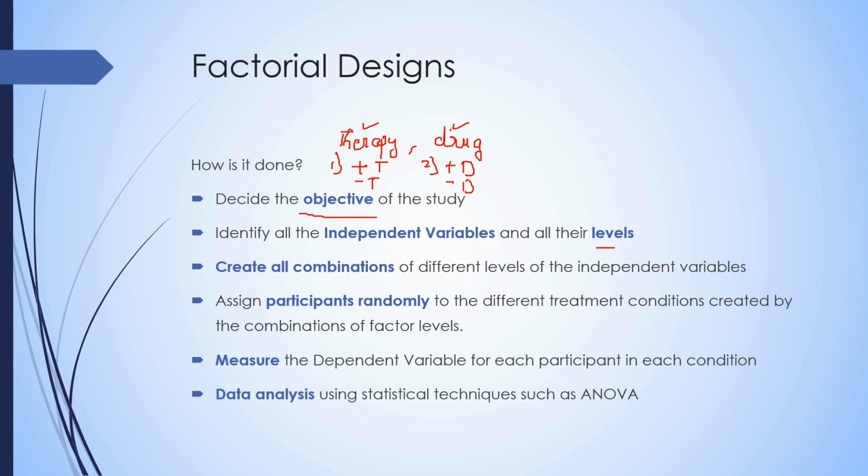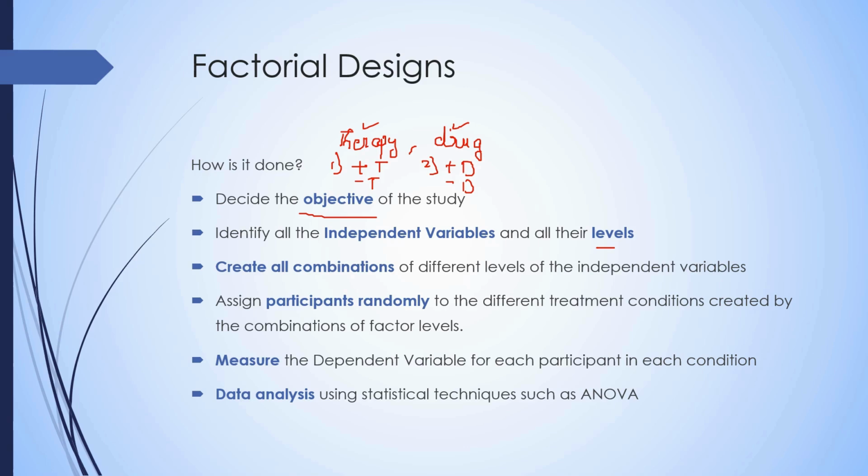Okay, so I have two independent variables here. One is the therapy, second is drug. And within each independent variable, I have two levels each. First one with therapy and without therapy. Second one with drug and without drug. So I'll be studying the effect of using therapy and drug on depression score.